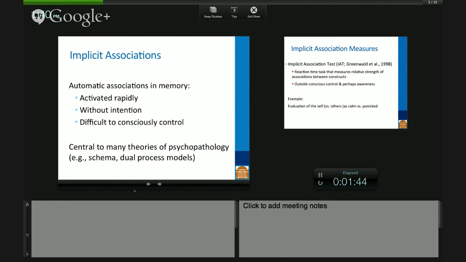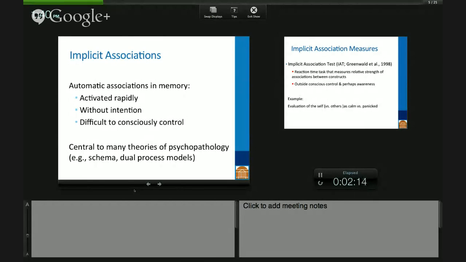And that term automatic is thrown around a little bit too loosely. So when I'm using it, the features of automaticity I'm interested in are that it's activated rapidly without intentions. The person doesn't have a goal to have these associations activated. And yet, once they're activated, it's difficult to consciously control them. And this idea about the role of implicit associations is actually central to many different models and theories of psychopathology. So schema models, dual process models. You can start to think of it as a transdiagnostic kind of vulnerability marker.